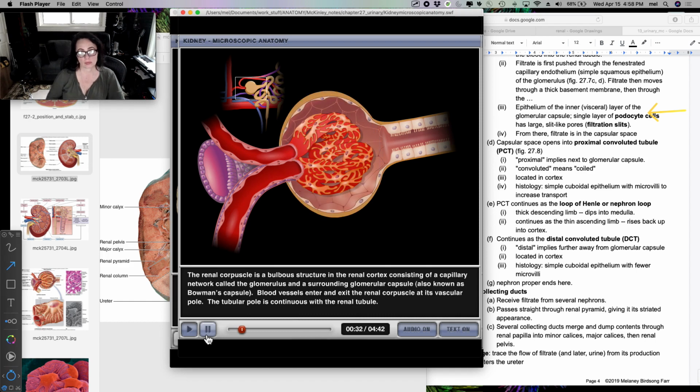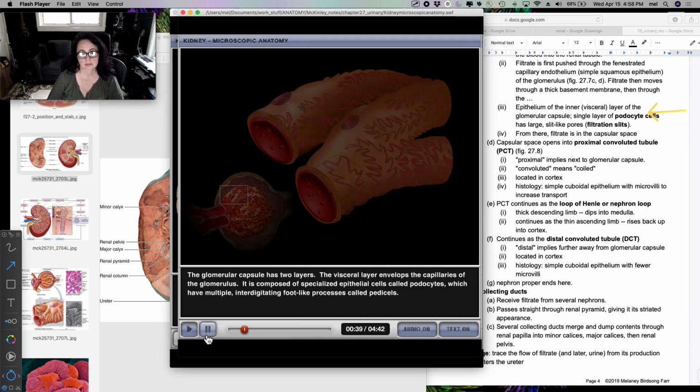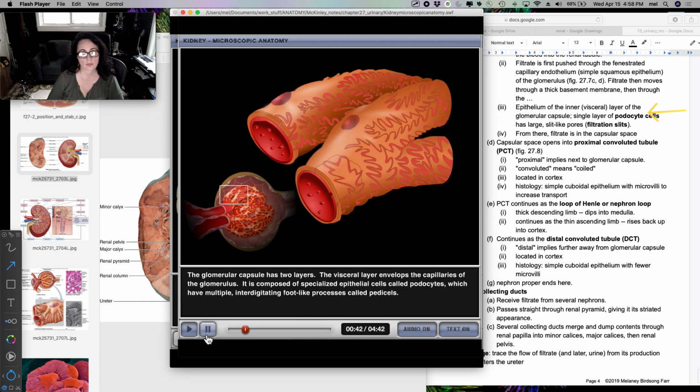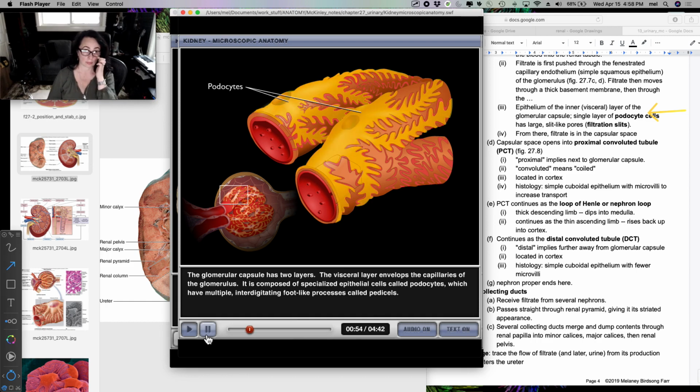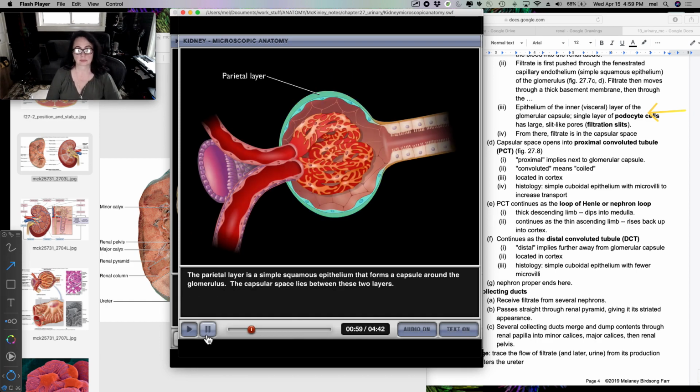Blood vessels enter and exit the renal corpuscle at its vascular pole. The tubular pole is continuous with the renal tubule. The glomerular capsule has two layers. The visceral layer envelops the capillaries of the glomerulus. It is composed of specialized epithelial cells called podocytes, which have multiple interdigitating foot-like processes called pedicels. The parietal layer is a simple squamous epithelium that forms a capsule around the glomerulus. The capsular space lies between these two layers.